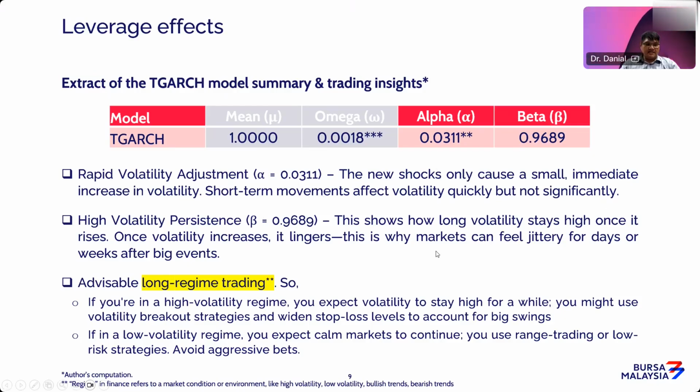If you read the statistical book, they say if you got 3 stars, it means very good. If you got 2 stars, probably less good. 1 star, still good, but not really. No star, no good. That is a plain language way to describe statistical significance. So that is what alpha is telling us. The new shocks only cause a small immediate increase in volatility.